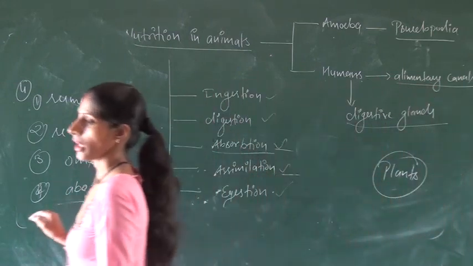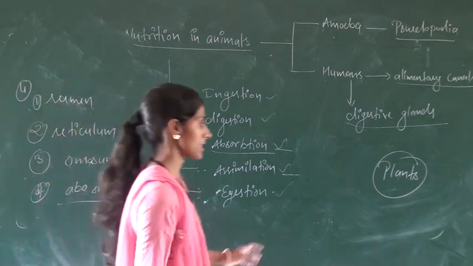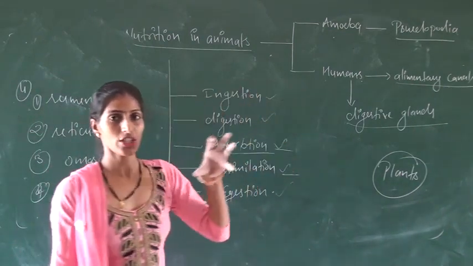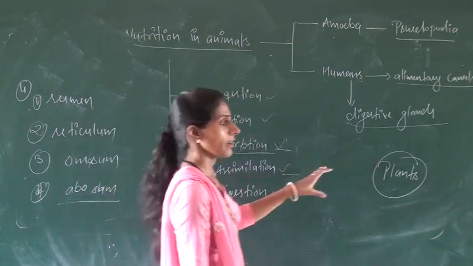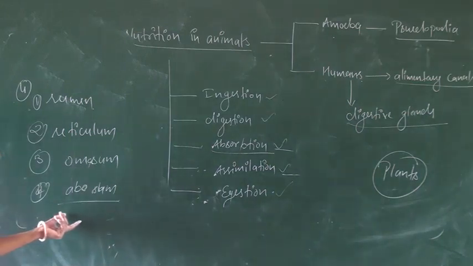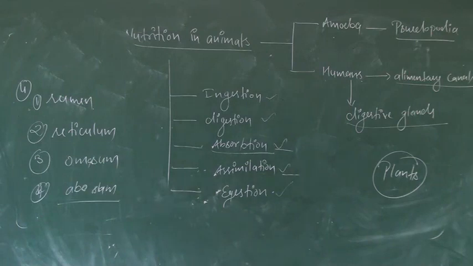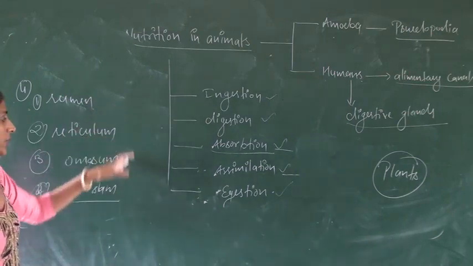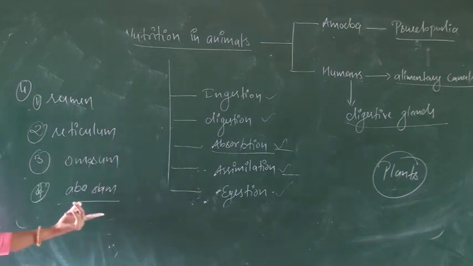Okay students, so the complex substances such as carbohydrates, which are so strong, can only be retrieved by ruminants, and the process of nutrition takes place in ruminants. The ruminant stomach has these four components, that is rumen, reticulum, omasum and abomasum.